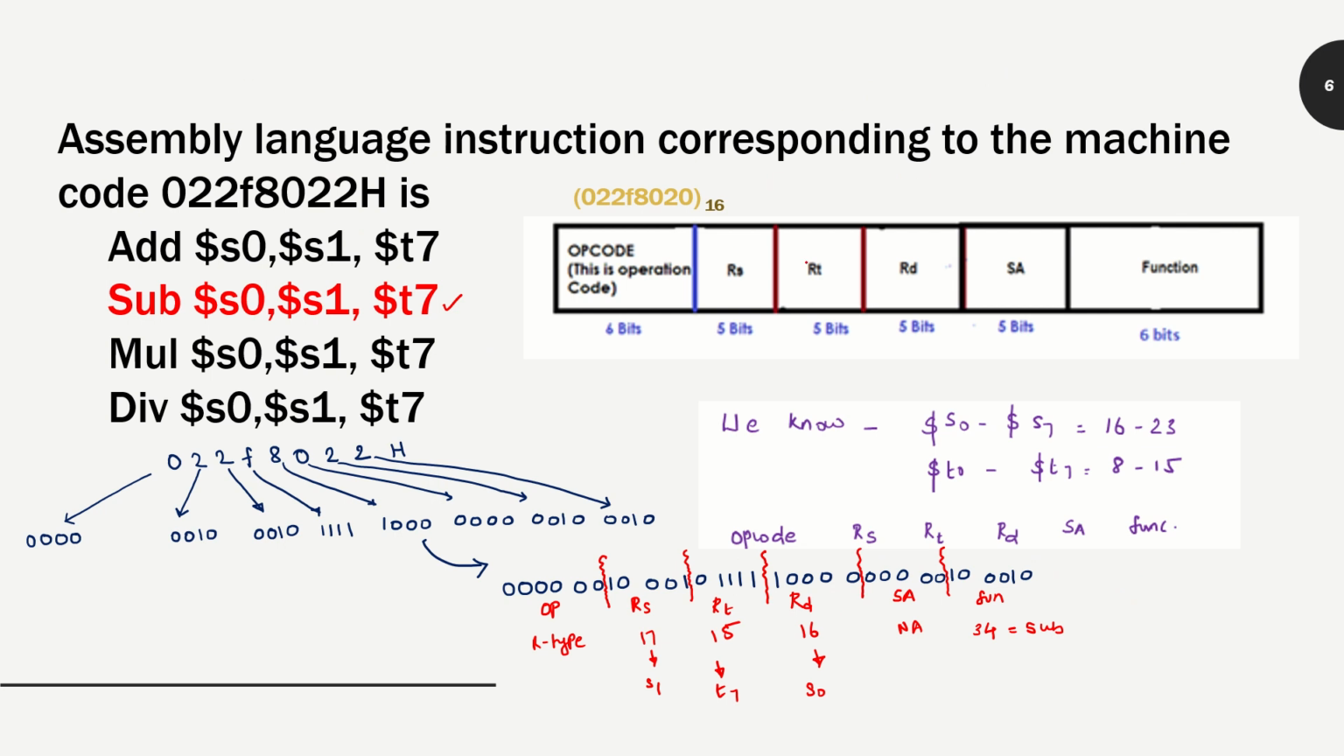Now, assembly language instruction corresponding to the machine code 022F8022H. How do we get the corresponding instruction for this given code? How do we segregate it again? Convert it to all binary: 0000, 0010, 0010, all ones, 1000, all zeros, 0010, 0010. Now we know that the first field is 6 bit, second is 5, third is 5, fourth is 5, fifth is 5, last is 6 bit.